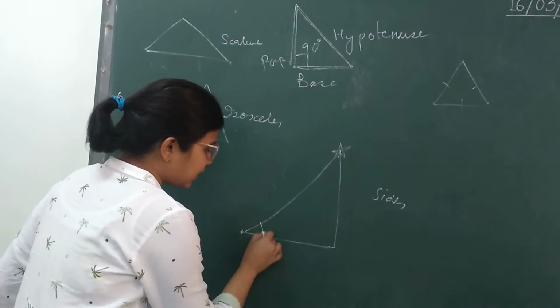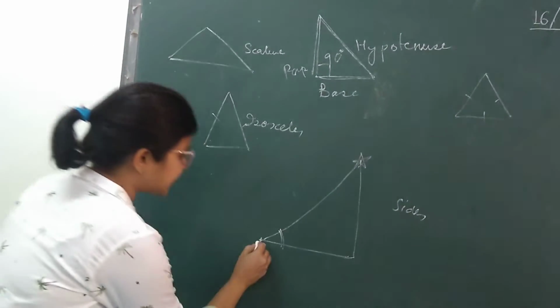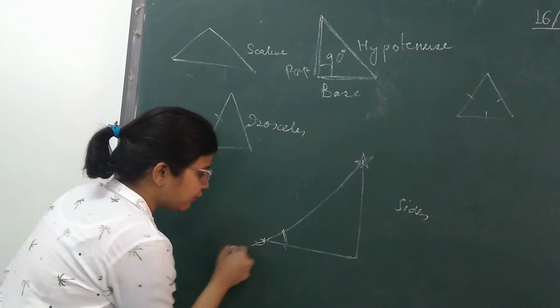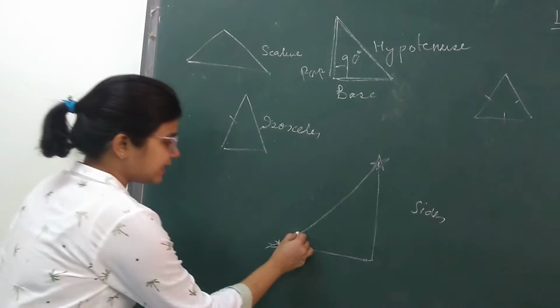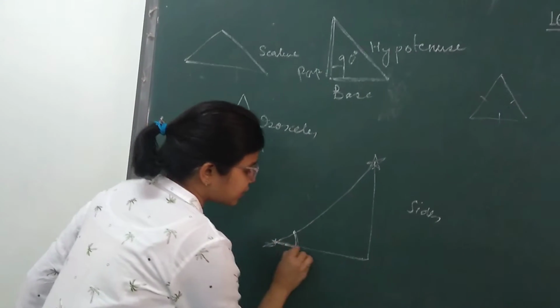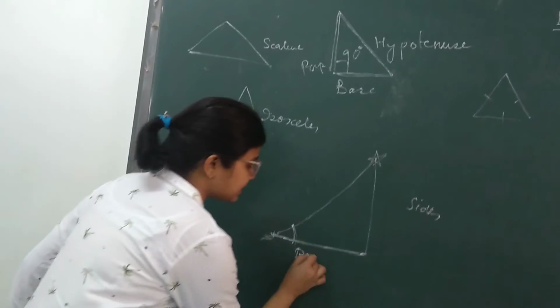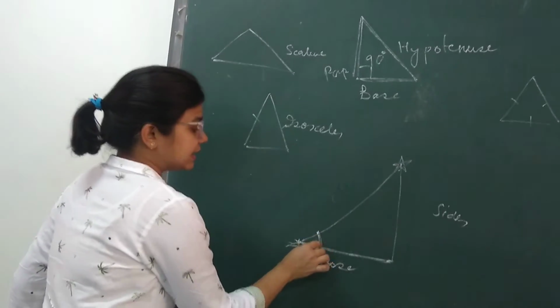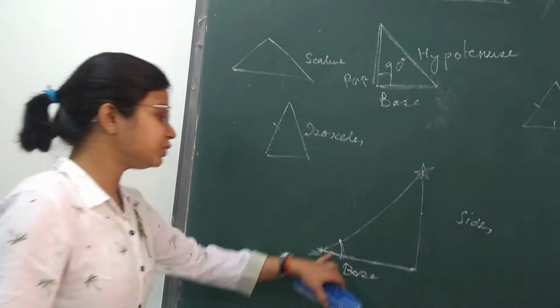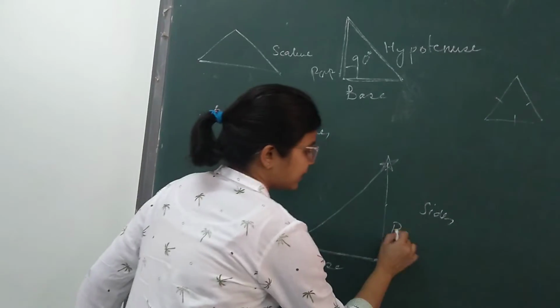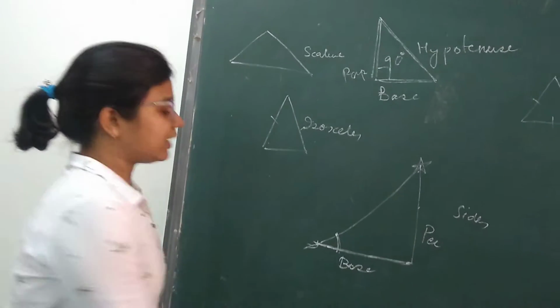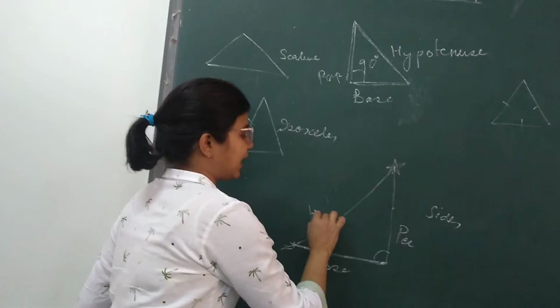See, the angle which our eyes make when we are standing on the surface of the earth is the angle, and the side associated with that angle is known as the base. The side which is opposite to the angle is known as the perpendicular, and the side which is opposite to the 90 degree angle is the hypotenuse.